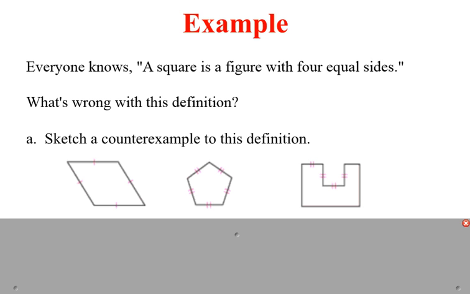Here are actually 3 counterexamples to that definition. Let's look at the first one. Yes, that's certainly a figure with 4 equal sides, but definitely not a square. How about the second one? Well, that's a figure with 4 equal sides. In fact, it has 5 equal sides. So it abides by the definition above, but it's definitely not a square. And this one over here is also a figure with 4 equal sides. It just happens to have a whole lot of other sides as well. So again, it abides by the definition above, but is definitely not a square.